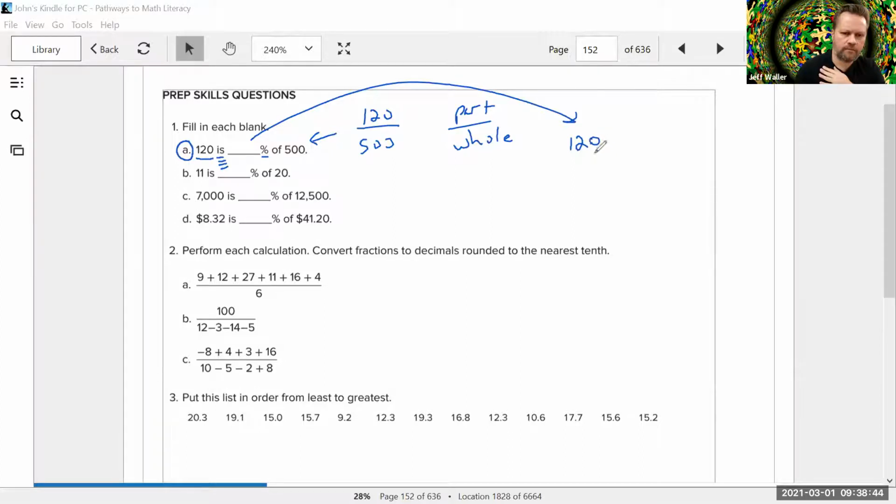What do you think the word is translates into? Divide? No. All right, let me help you out. 5 plus 2 is what? 7. Equal. Is means equals. I love it. So 120 is what percent? I don't know what percent. So what percent of means multiply 500. 120 is what percent of 500?